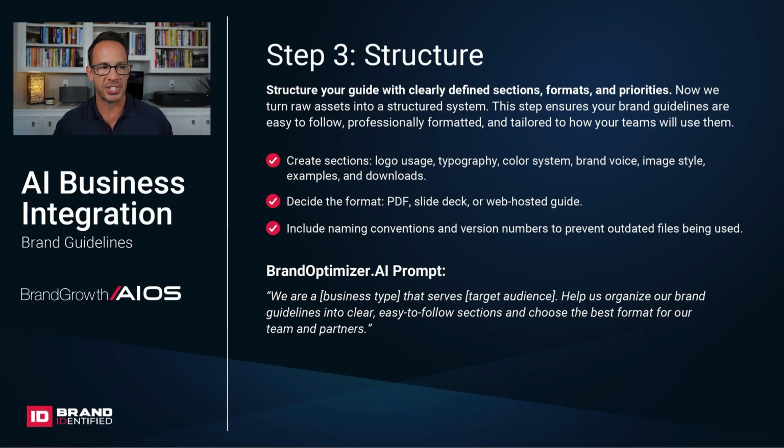How is this going to be presented? PDF, slide decks, or a web-hosted guide? And include naming conventions and version numbers to prevent outdated files from being used. And just like the other step there, I provided you with a BrandOptimizer.ai prompt for step number 3.